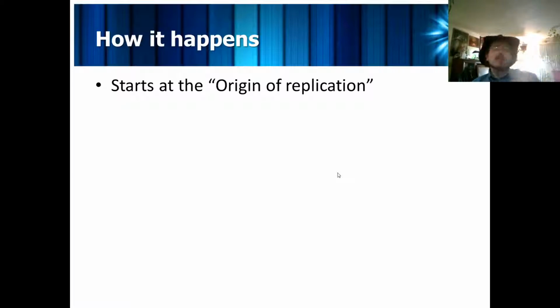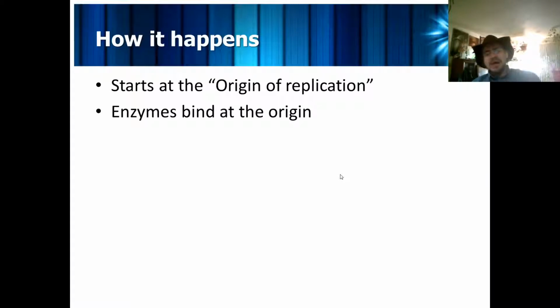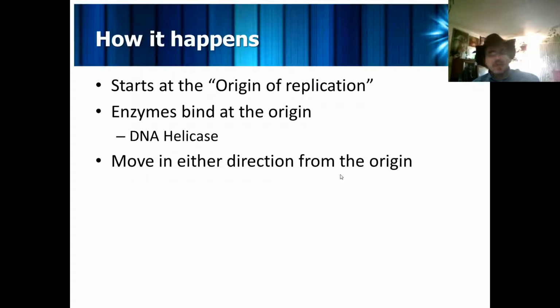Well, the whole process starts at the origin of replication. A large variety of enzymes bind at the origin, one of them being DNA helicase. DNA helicase is an enzyme. We know it's an enzyme because it ends in ASE, right? Helicase. Well, DNA helicase has the job of untwisting and separating the strands of DNA. So, the origin is the start point in the strand of DNA. It can be anywhere in the strand.